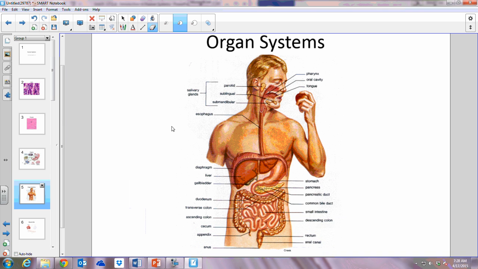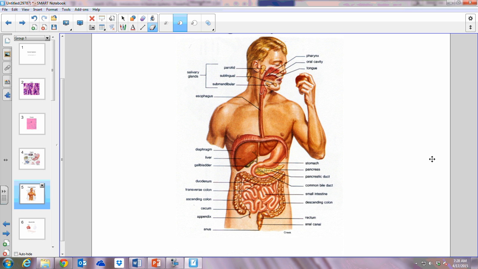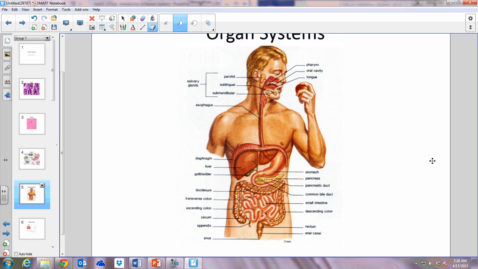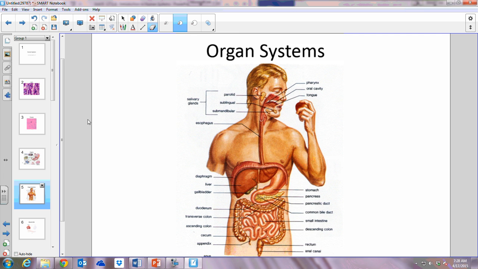And then lastly, you have organ systems. An organ system obviously is several organs working together to perform a set of tasks. A digestive system, for instance, which you see a picture of here, all of these organs work together in order to digest food. That is their function. Some of these organs serve functions in other systems as well, but in the digestive system, they have a particular function. And so those are the levels of organization: cells, tissues, organs, and then organ systems.